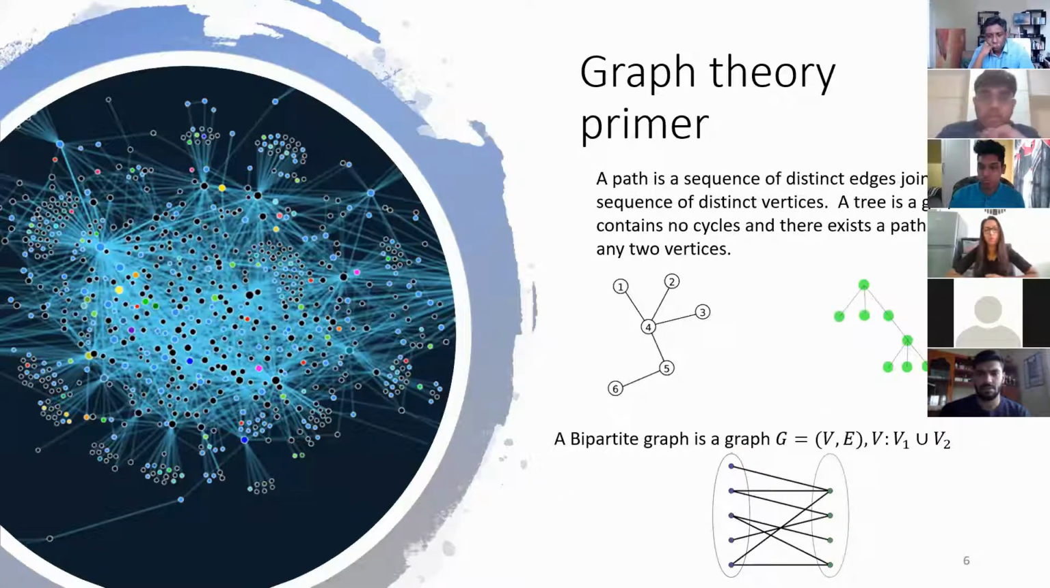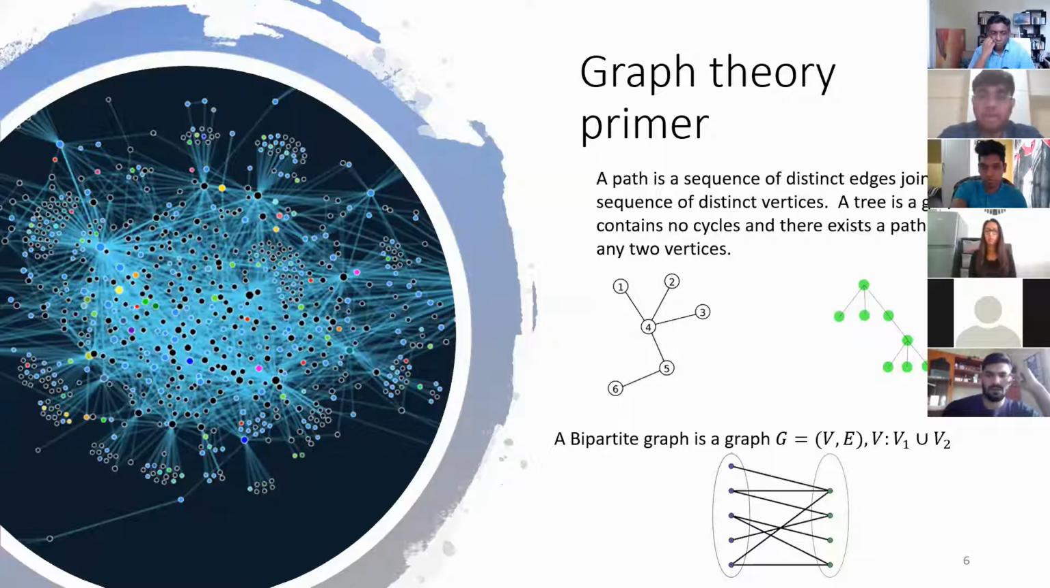So just to define a few graph theory terms, a path is a sequence of distinct edges joining a sequence of distinct vertices. A tree is a graph that contains no cycles, and there exists a path between any two vertices. So these are examples of trees shown to the left and right. And also a path and a cycle are not the same. And a tree is also a graph without any cycles.